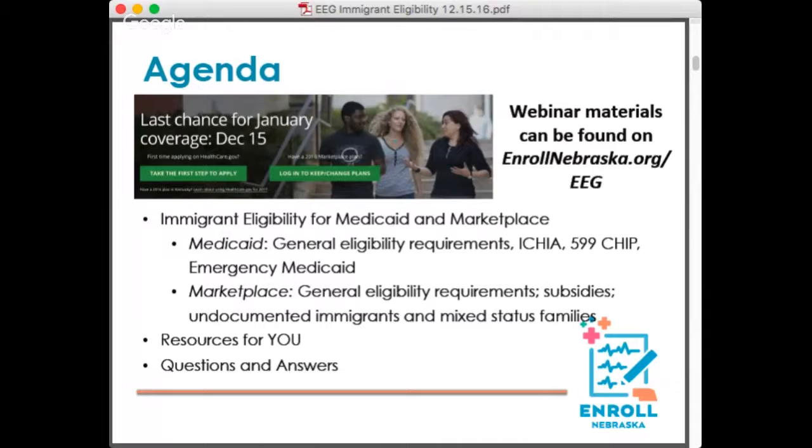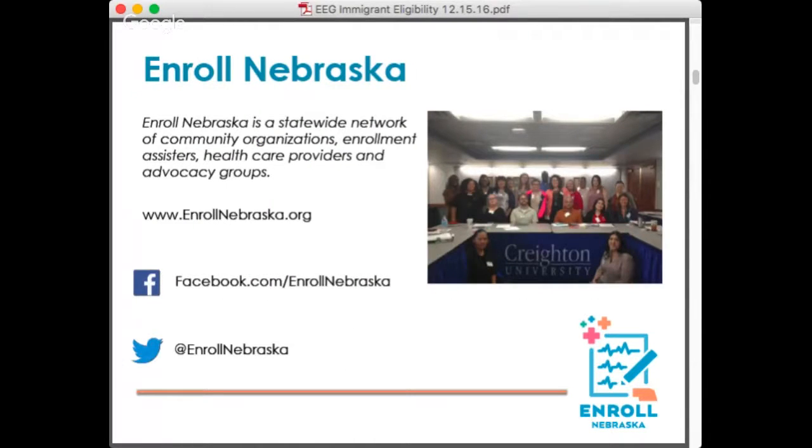Before we get into our main agenda, I do like to go over some of the specifics of Enroll Nebraska. Some of you have heard this before, but let's give it a shot. So we have been around for 4 years now. We are a statewide network of community organizations, enrollment assisters, healthcare advocates, and providers. We are doing our best to organize the enrollment assister community, the people who get paid to offer free and unbiased advice to individuals enrolling in healthcare through the Affordable Care Act and Medicaid. We convene that group, we try to motivate that group, and we do our best to get more people enrolled.